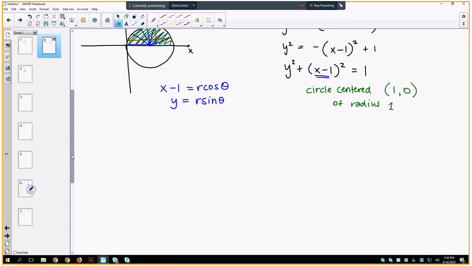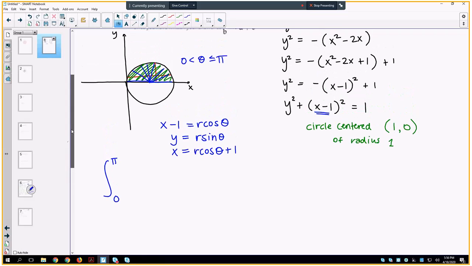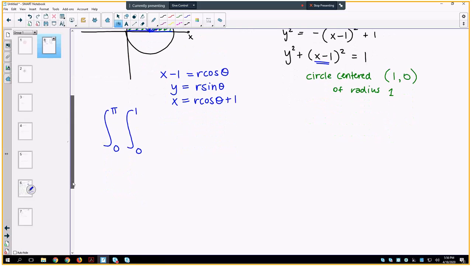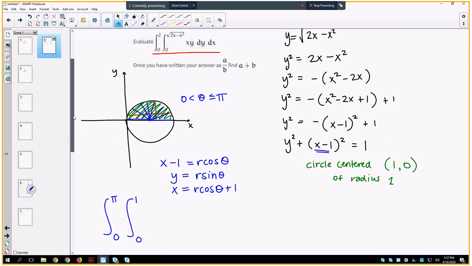So x is equal to r cosine theta plus 1 by my substitution. Now I'm ready to set up my integral. I am going to use 0 to pi for theta, and I am going to use the fact that it's a circle of radius 1, 0 to 1, for my radius. And the only thing that's going to change is when I integrate the function x times y.